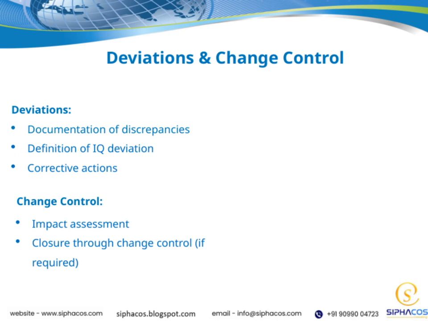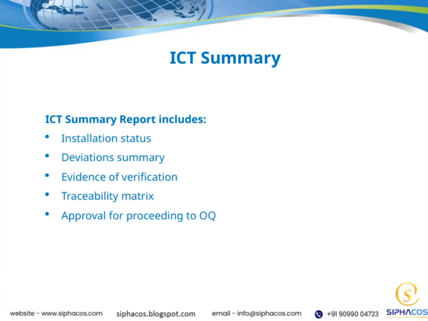Remember, deviations and change control are interconnected. Both are vital for maintaining integrity, quality, and compliance throughout the process. Keeping a structured approach to handle these ensures that we stay aligned with our overall quality management system and project objectives.